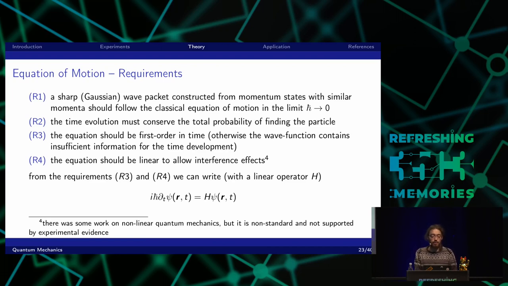And the third and the fourth requirement together already give us more or less the form of the Schrödinger equation. Because linearity just says that the right-hand side is some linear operator applied to psi, and first order in time just means that there must be a single time derivative in the equation on the left-hand side. And this i h bar is just something we wanted there. No particular reason, we could have done this differently, but it's convention.